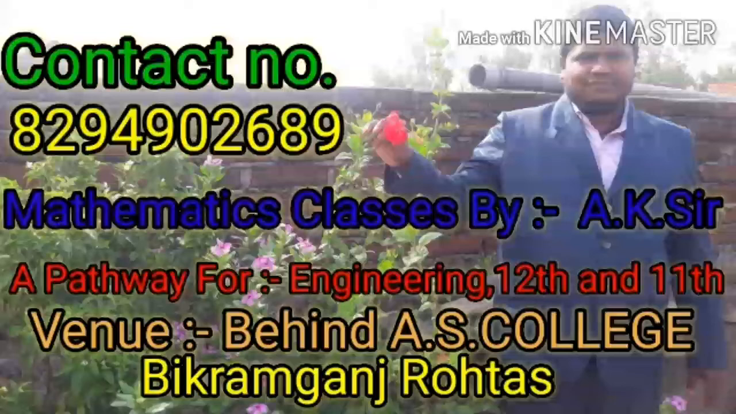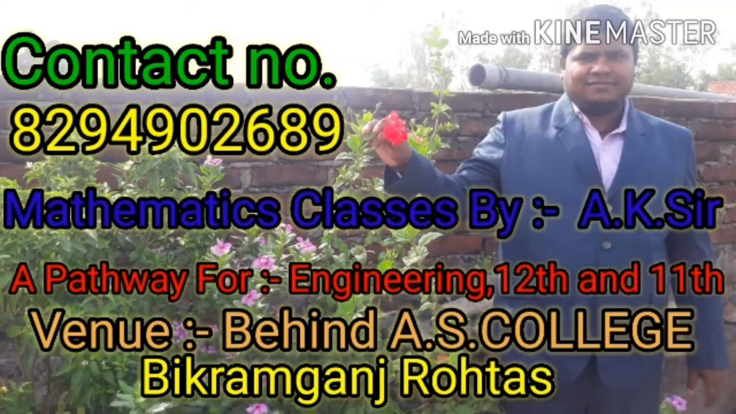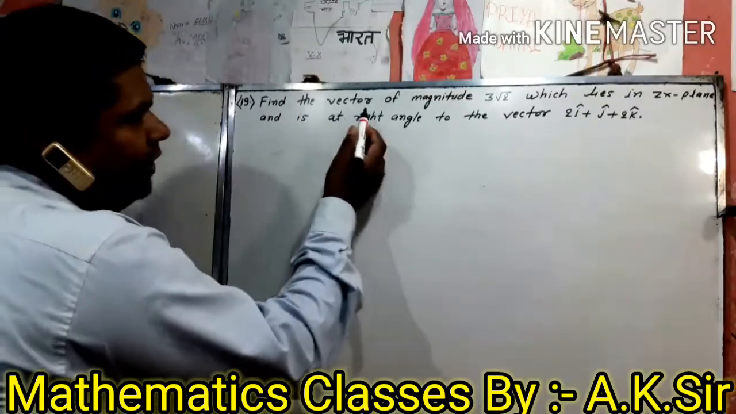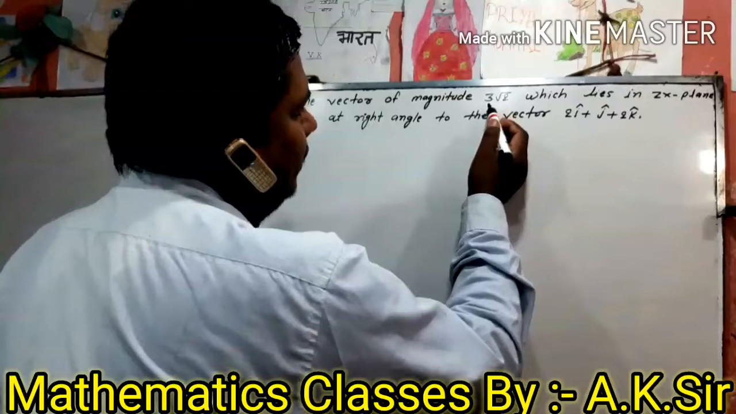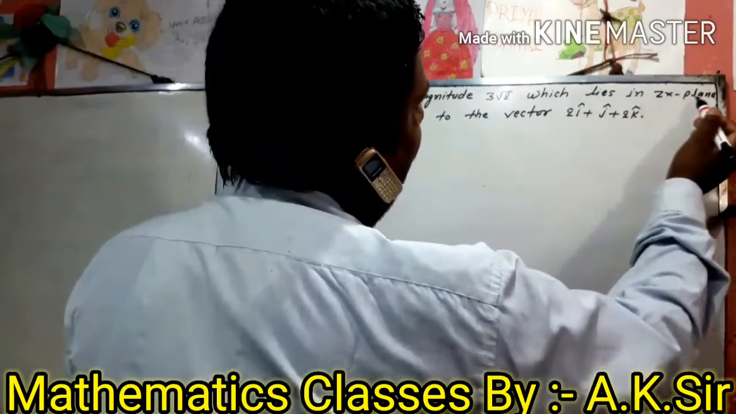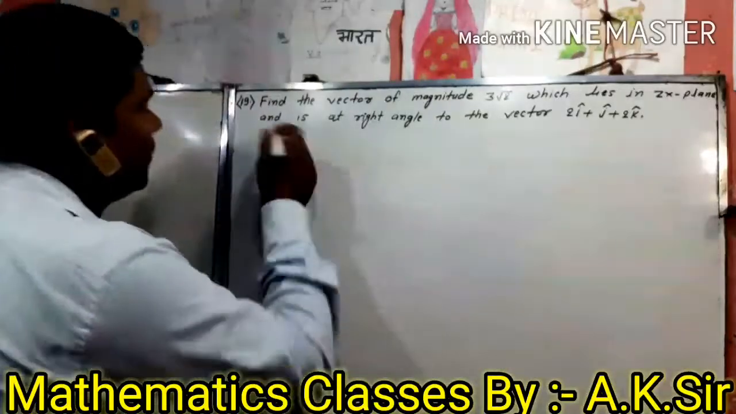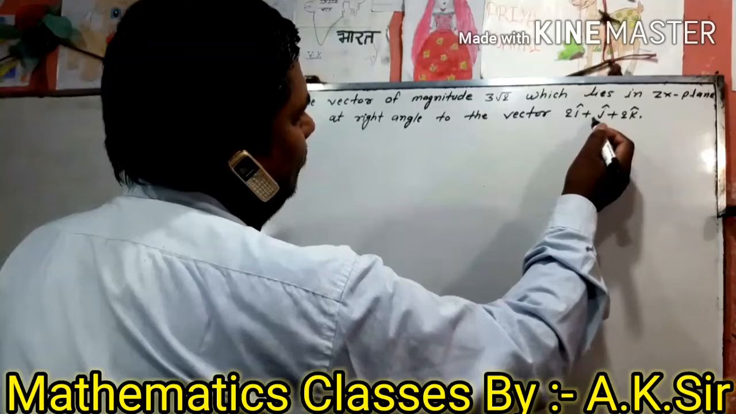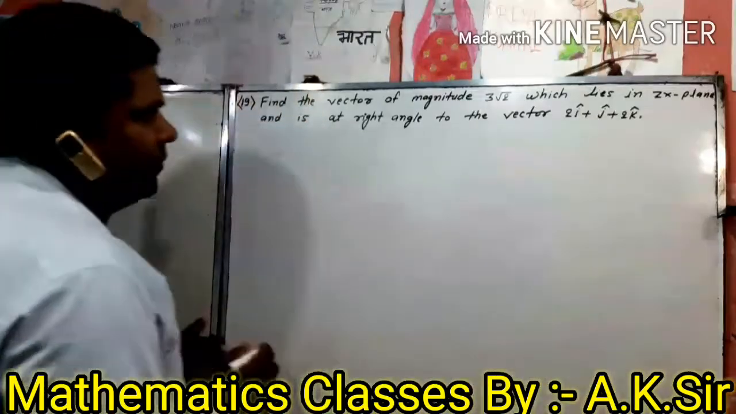Hi friends, good morning. Let's start today with Question 19. Find the vector of magnitude 3 under root 2 which lies in the zx plane and is at right angle to the vector 2i cap plus j cap plus 2k cap.